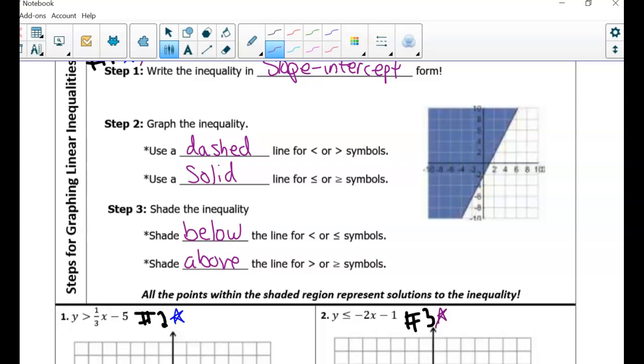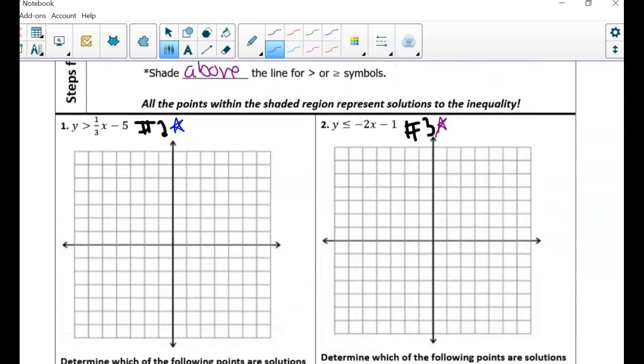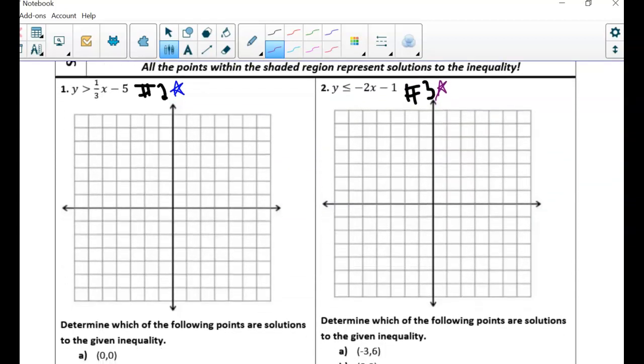So we're going to do example 1. For example 1, it's already in slope-intercept form. So our first step, we can graph our y-intercept and our slope just like normal. So plot your y-intercept at -5. Then your slope is positive 1/3. So you're going to go up 1 to the right 3 as many times as possible from that point.